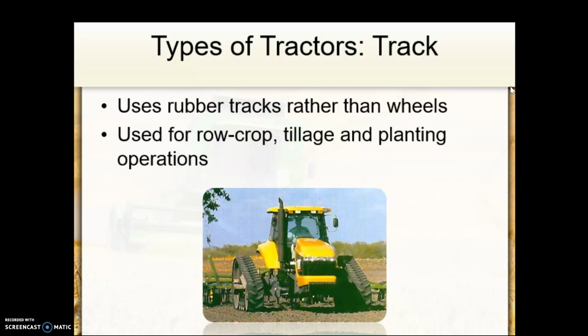That's a track tractor. And the idea is that that tractor will use a rubber track instead of a wheel. And the idea behind that is that you're decreasing compaction. Once again, you're taking the weight of that tractor and you're distributing it over a larger area of the soil.